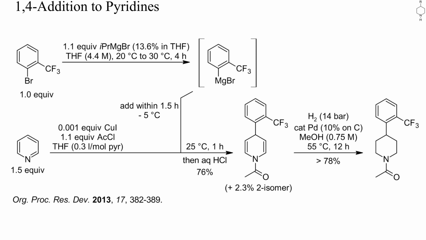This is a typical example of the 1,4 addition of a polar organometallic to activated pyridine. Activation was achieved by acetylation with acetyl chloride. With a small amount of copper iodide, the addition of an aryl magnesium bromide occurred mostly at position 4, and only 2% of the 2-arylated dihydropyridine was formed. Catalytic hydrogenation then yielded the final piperidine. Usually, these 1,4 additions work best with acceptor-substituted electron-deficient pyridines and with soft carbon nucleophiles.